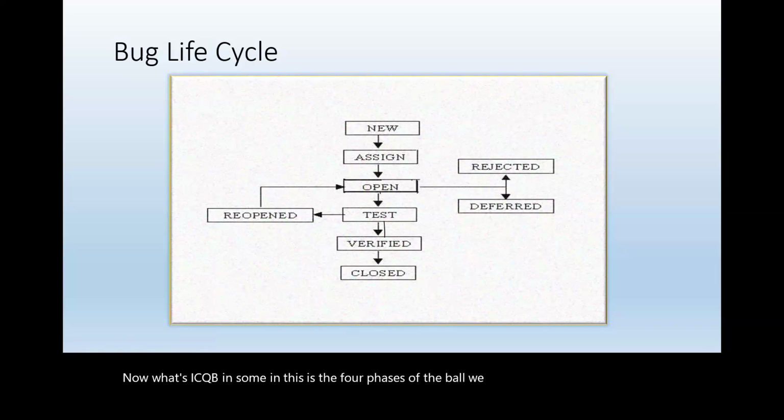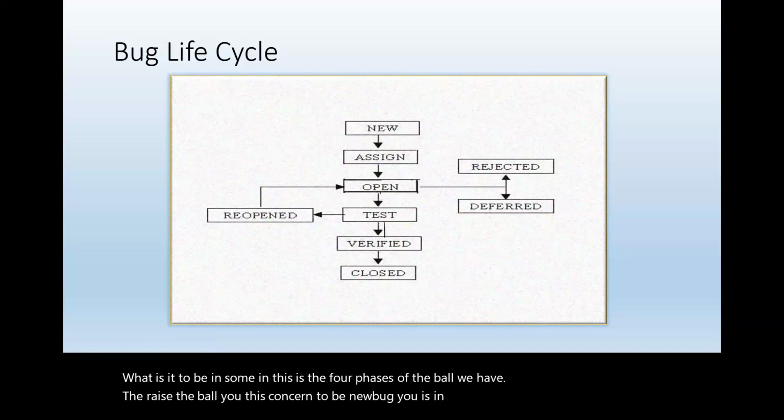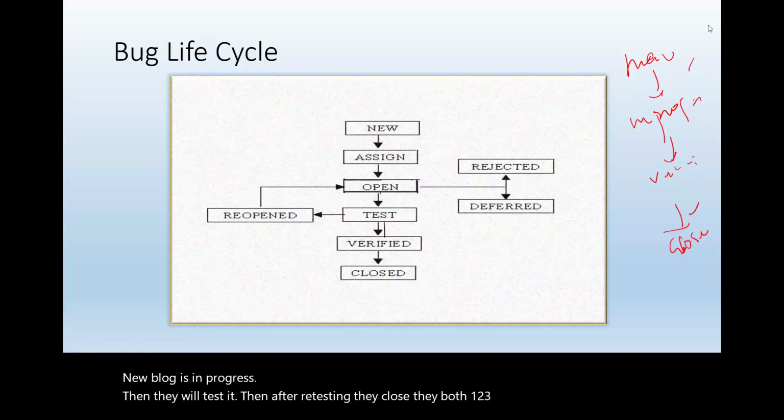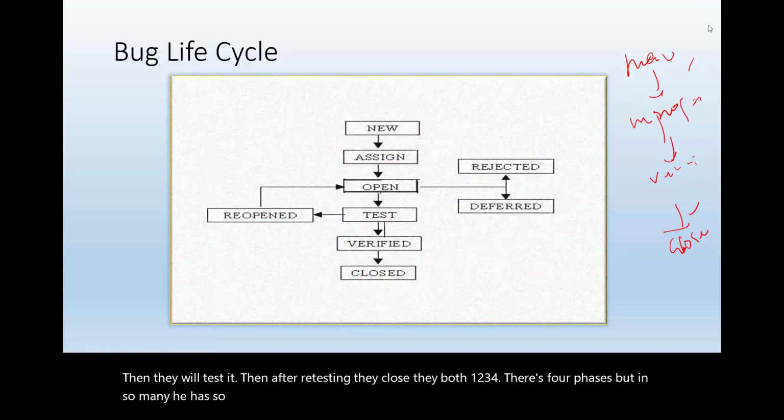We raise a bug, it is considered to be a new bug, then it is in progress, then they will test it. Then after retesting, they close the bug. 1, 2, 3, 4. That's 4 phases. But in many, there are so many phases. Bug life cycle has so many phases.